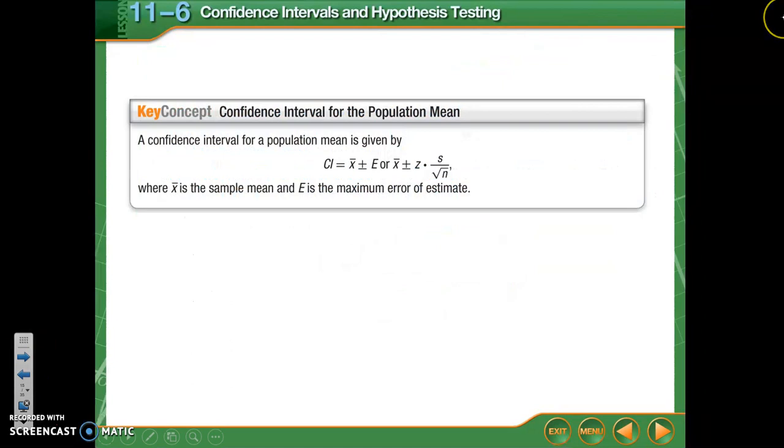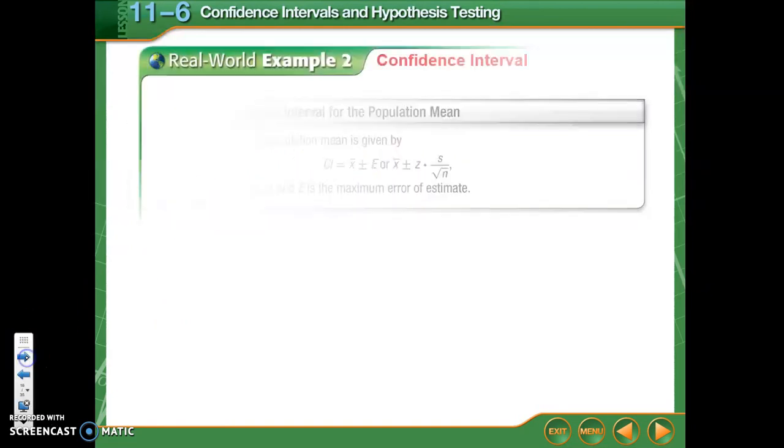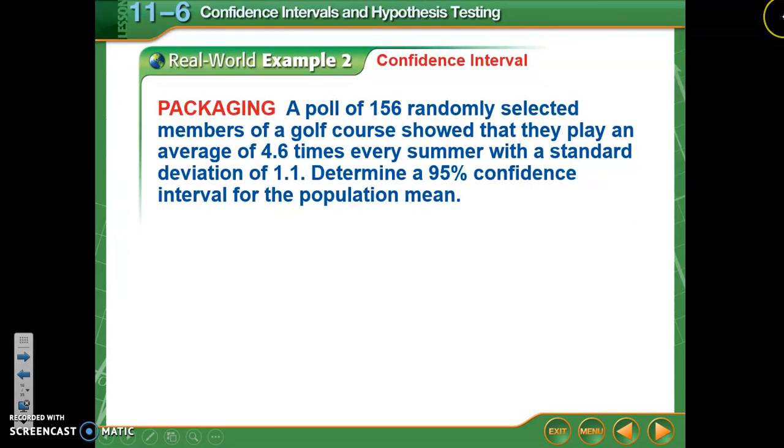All right, so the actual confidence interval is when I take my sample mean and I add and subtract the error, which is kind of what we've already been talking about. So X bar is the sample mean, E is the maximum error of estimate. So the actual confidence interval is the range of values. So let's look at what we mean by that.